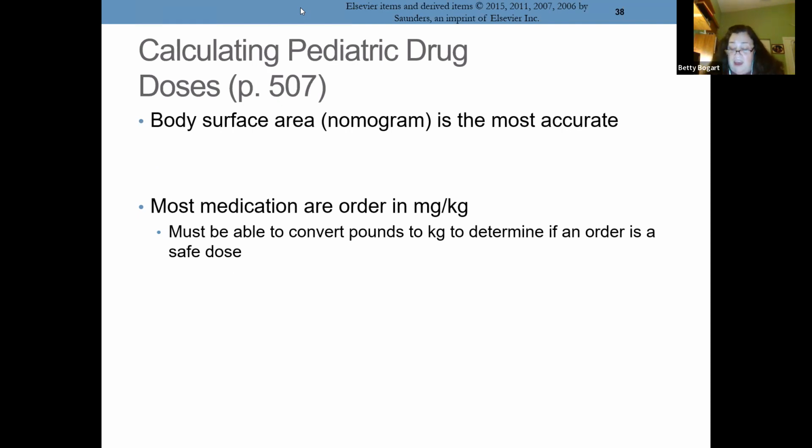Today, when you weigh children, it's always done in kilograms, so you never have to convert. But we know pounds is more than kilograms. So if you weigh 44 pounds, you convert it by dividing by 2.2. That kid weighs 20 kilograms. So it's very easy to convert.